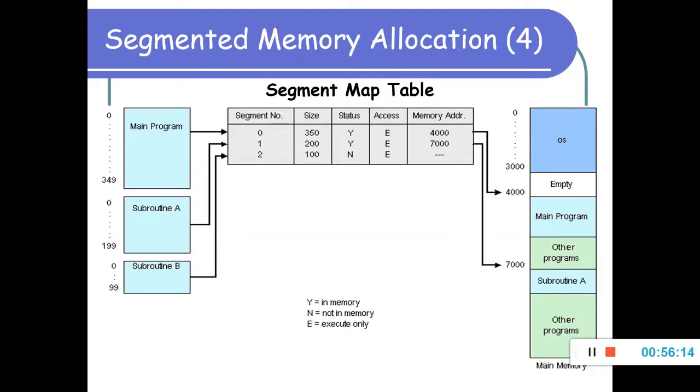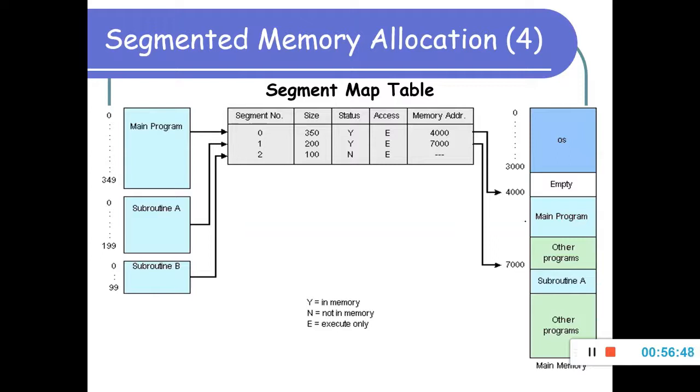And you have a subroutine B, where size is 100, status is no. Subroutine B has to wait, okay, because there are not enough memory locations. So access is only execution, and you don't have a memory address allocation yet, because subroutine B still has to wait until one of the segments in the main memory is enough to allocate subroutine B.